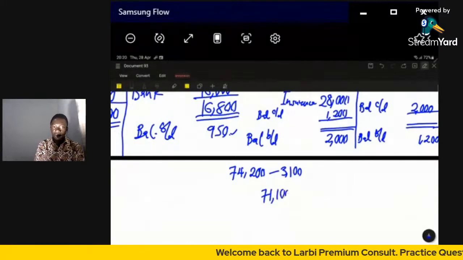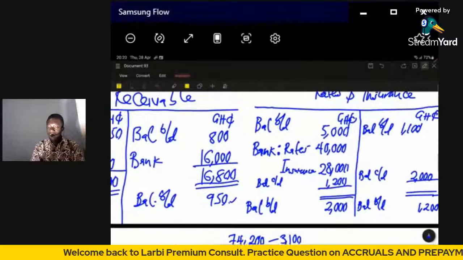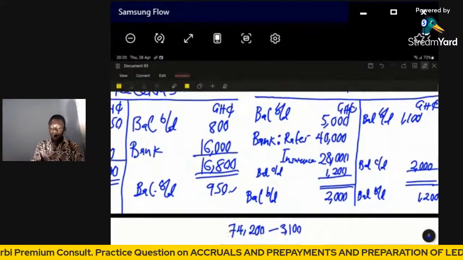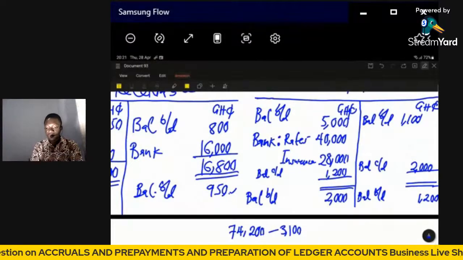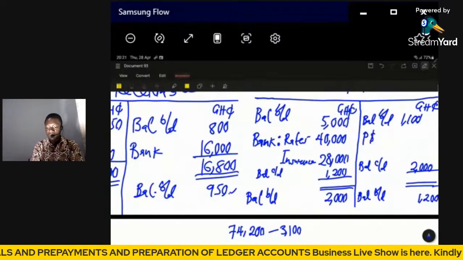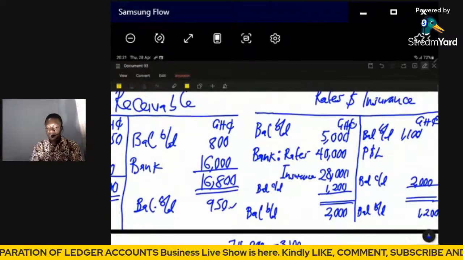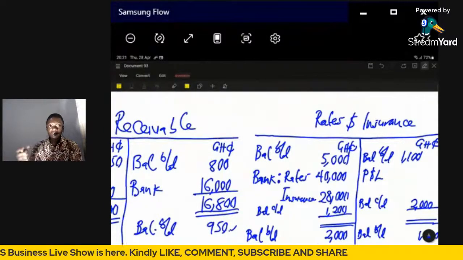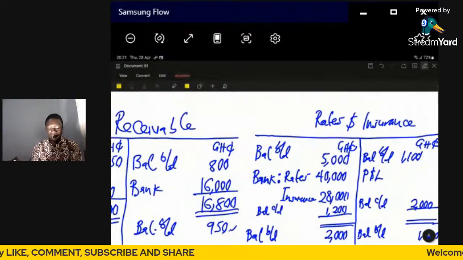71,100. And this difference is going to be placed at the credit side, because it was the credit side that was shortened, right? And that difference is placed at the credit side as profit and loss. So when you go to the profit and loss account, since here has been credited, profit and loss is going to be debited as rent, rate and insurance. That's the amount that we are sending to the profit and loss for rate and insurance at the year end. I hope that is clear.